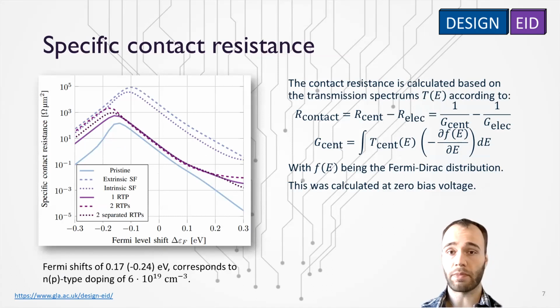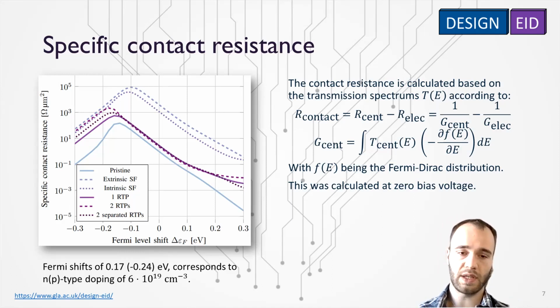Now we did this for a number of dopings, corresponding to Fermi level shifts. So 0 on this axis corresponds to the background N-type doping of 10 to the power of 17 I mentioned earlier, while 0.17 out here, or minus 0.24 out here, corresponds to a high N or P-type doping of 6 times 10 to the power of 19 per cubic centimeter.